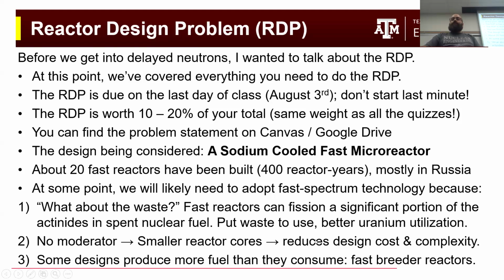And you can also design fast reactors in such a way that they make more fissile fuel than they consume. And those are what we refer to as fast breeder reactors. So at some point, we have a finite amount of uranium on the Earth, especially uranium 235, which is the harder thing to come by.